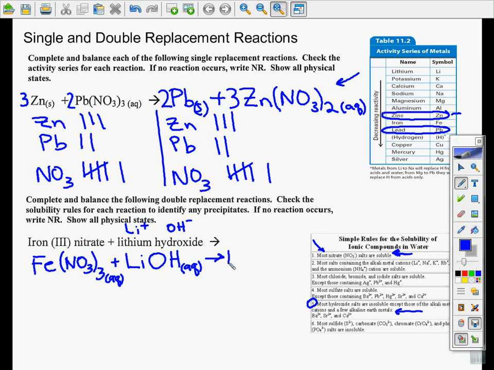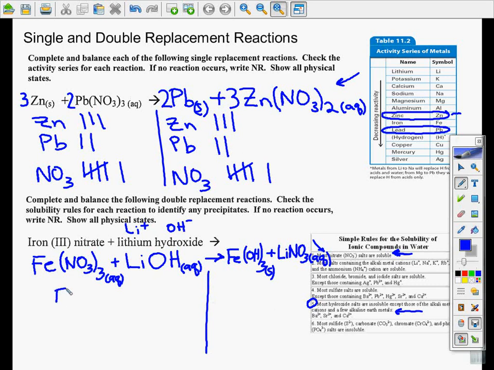So in fact, iron 3 hydroxide is a solid. It precipitates out. So that will precipitate out, leaving us with the lithium nitrate, LiNO3. So that will in fact be our skeleton equation. And LiNO3 is in fact aqueous, so I'll put that on there. Now we have to balance it.